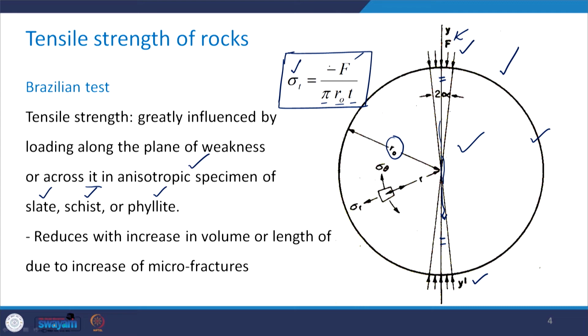So, why is there this negative sign? Because we are representing compressive strength as positive and tensile strength as negative. That is why we have kept a negative sign here while representing the expression for tensile strength. This tensile strength is represented by sigma T.